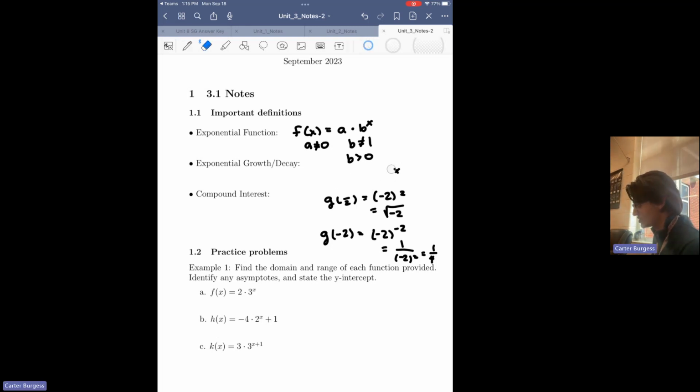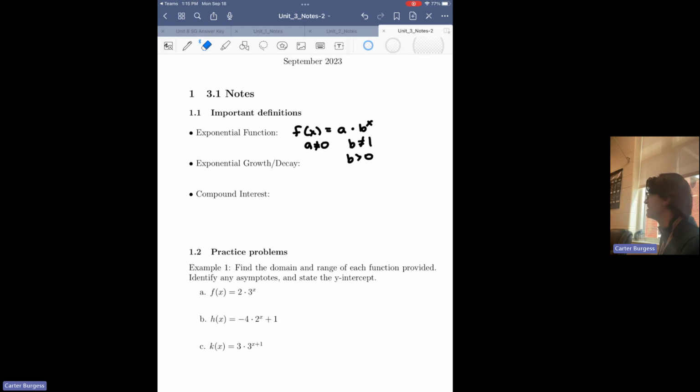All right, so we sort that out. We exclude the negative values of b. Now, b is just a constant, so that's not even talking about what x is allowed to be.